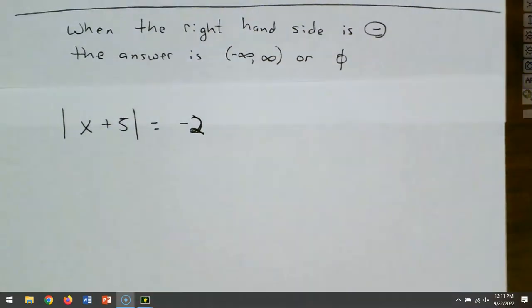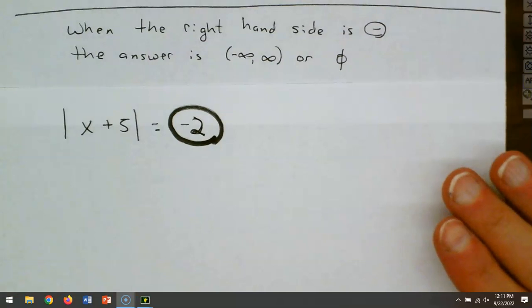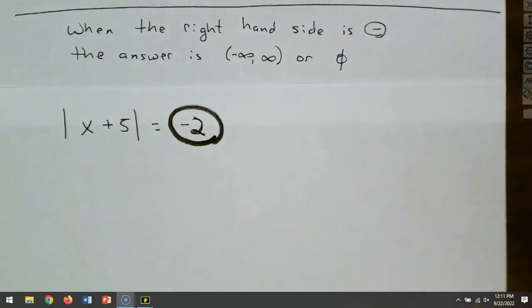How is this one different from all the others? Well, on all the others, the right-hand side has always been positive, hasn't it? And we would solve it, we would get our two solutions. But this one's a little bit different. And this goes back to what we talked about earlier today with squares.